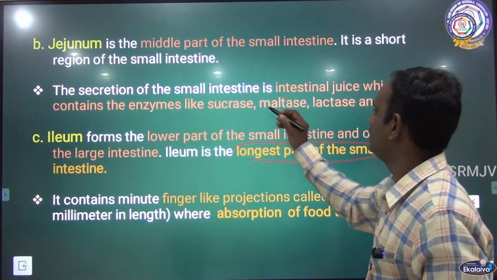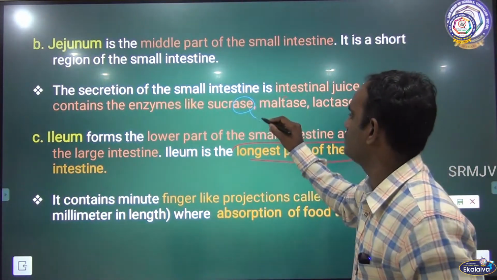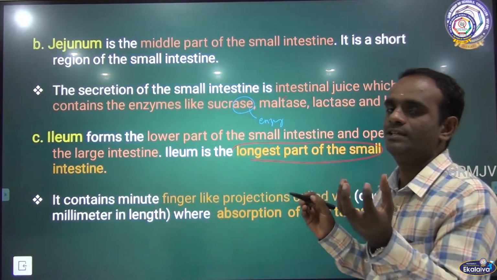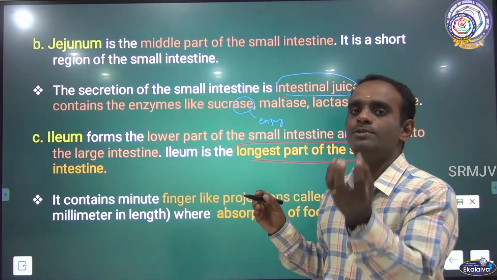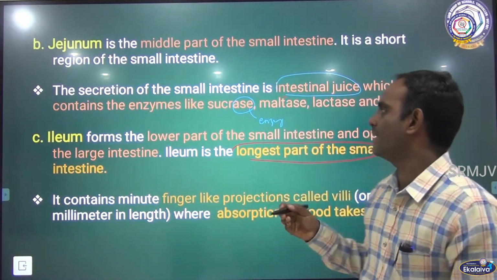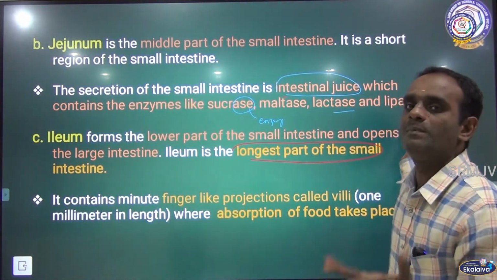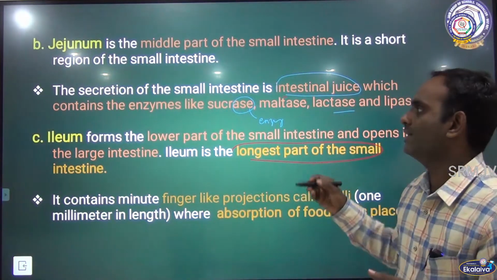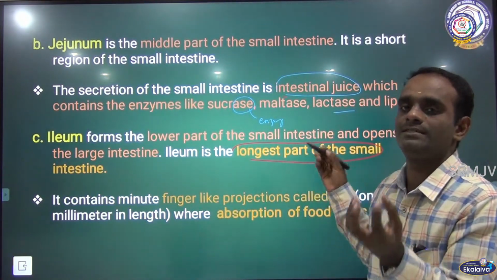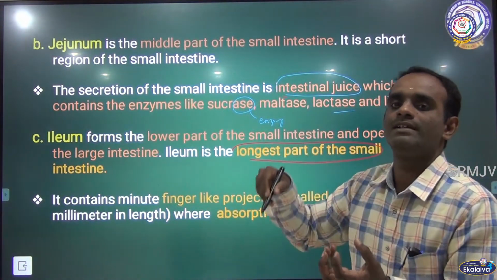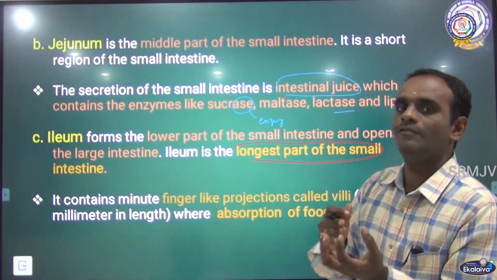The words ending with ASE are said to be enzymes. The secretion of the intestine is the intestinal juice. That intestinal juice contains enzymes. What are the enzymes? Sucrase, maltase, lactase and then lipase. All these are enzymes secreted by the small intestine. They are collectively called intestinal juice. The intestinal juice is secreted in the small intestine only. These enzymes are necessary for the digestion of the nutrients.